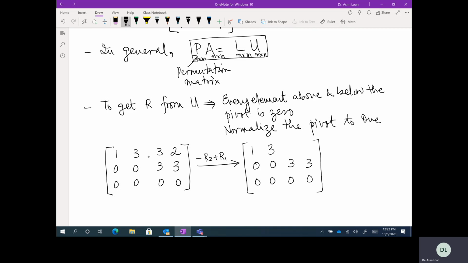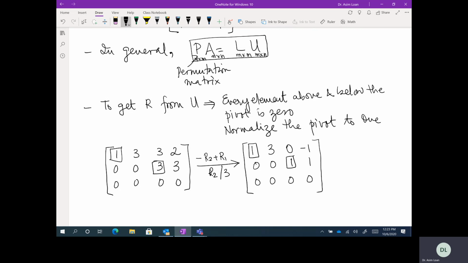So this is a pivot. This is a pivot. So minus 3 plus 3, this becomes a 0. Minus 3 plus 2, this becomes a 1. And then I do R2 by 3, which simply makes this a 1, and this a 1. So this is a pivot. This is a pivot. So then I have pivot variables and I have free variables.